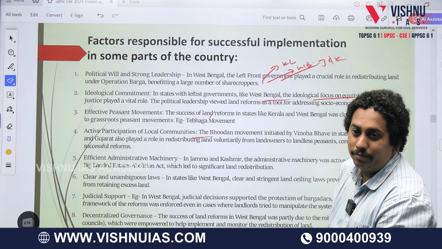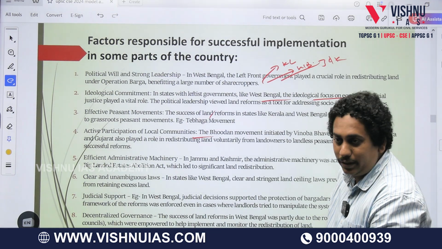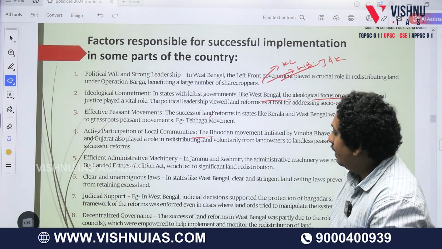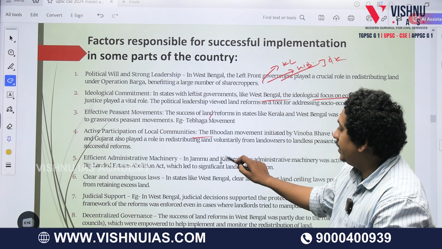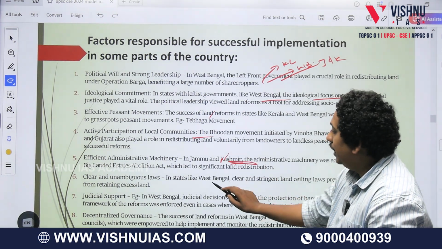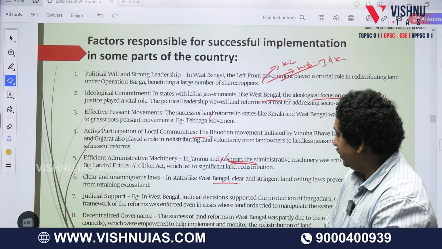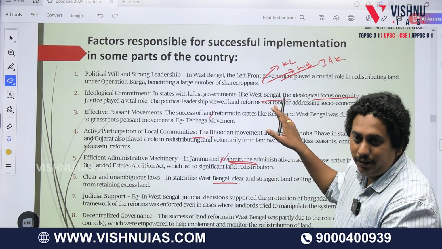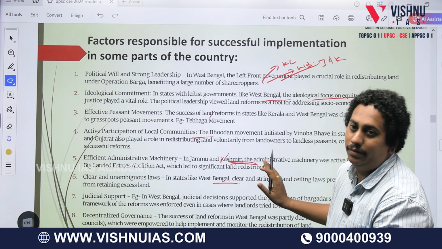This is the reason. More participation, active participation of the locals. Okay. Next, efficient administrative machinery. Okay. Here you can write about Jammu and Kashmir. Clear and unambiguous laws. West Bengal. Mostly, the West Bengal case study can be used.